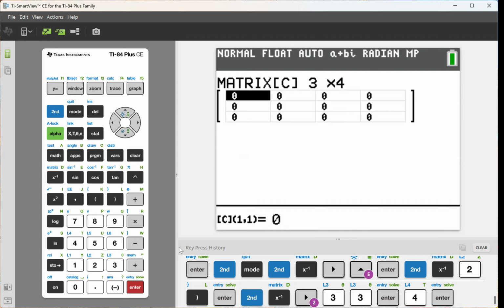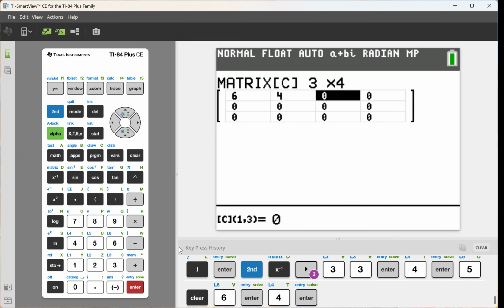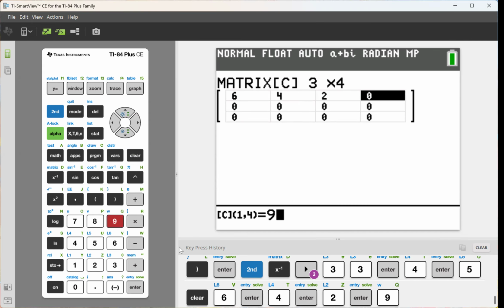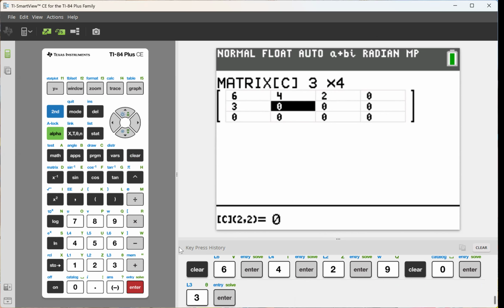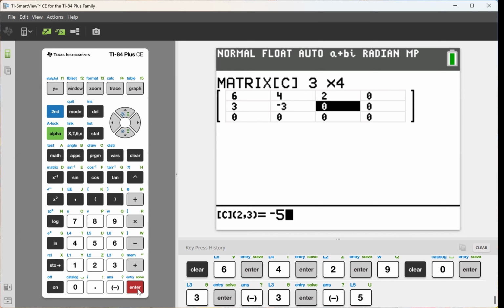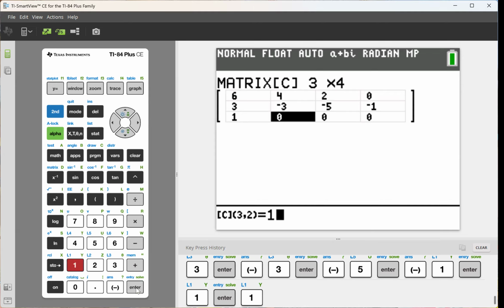So I have 6, 6, 4, 2, 0. Oops, put the 0 in there. There we go. Second row is 3, -3, -5, and -1. And the last row is 1, 1, -1, and 7.